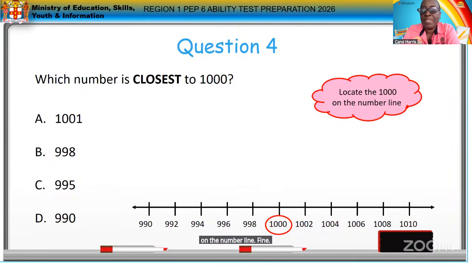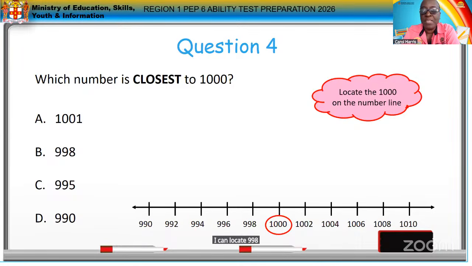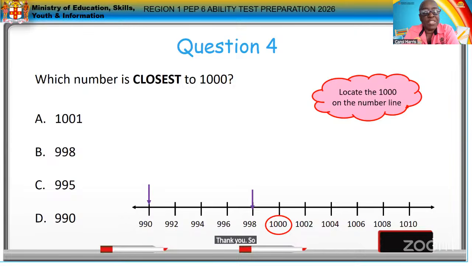All right, so we find out that 1,000 is at that position on the number line. Is there any other number you could identify on the number line readily? Just type in the chat which other numbers I can locate readily. I can locate 998, yes. Is there any other number I can locate readily that is in my list of options? 990 and 998 are readily seen on my number line based on the options I have. So I can locate those two very readily. Thank you. So we have located those two.